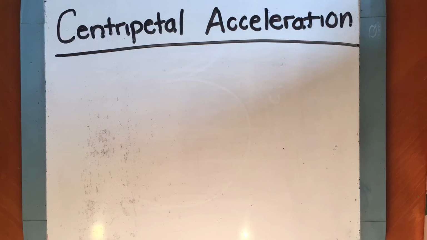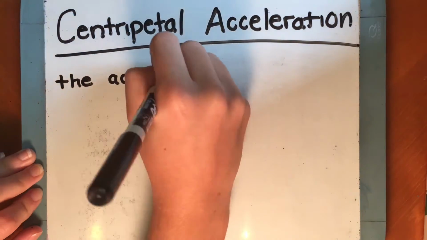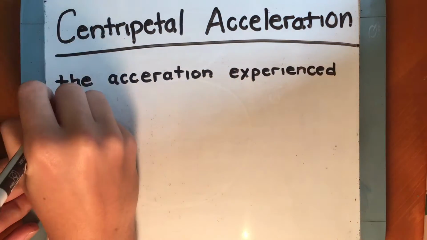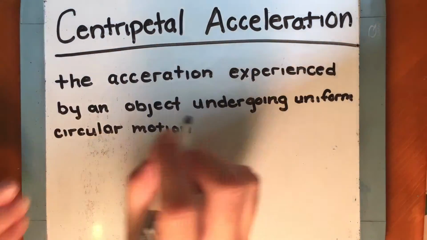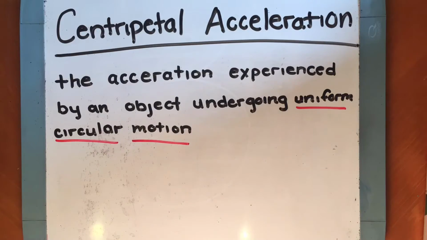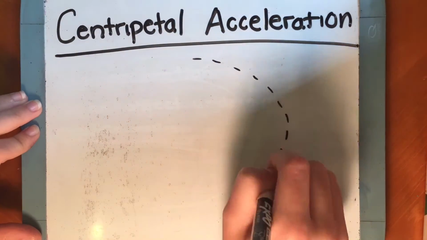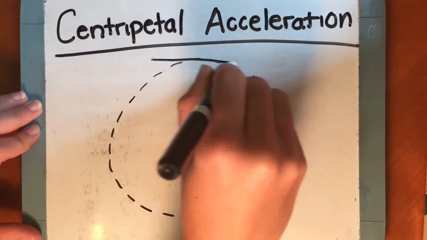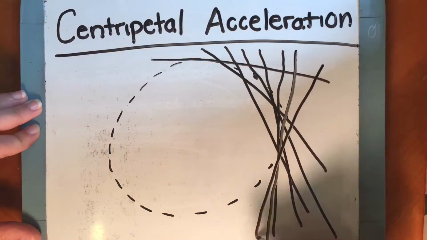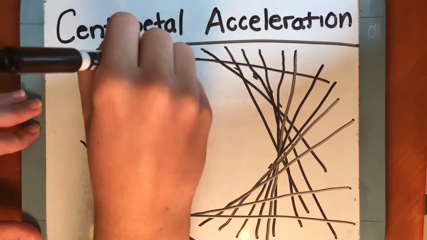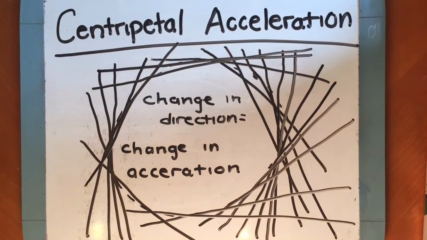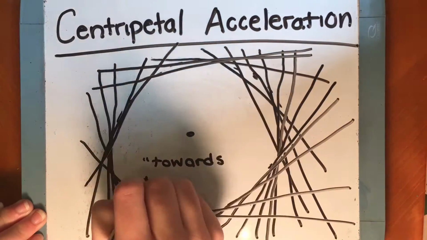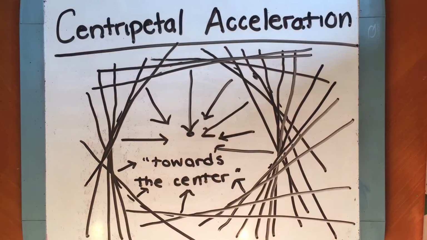Moving on, we have centripetal acceleration. Centripetal acceleration is the acceleration experienced by an object undergoing uniform circular motion. When an object is moving in a circular path, it is constantly changing direction, and since there is a change in direction, there must also therefore be a change in acceleration. The acceleration always points towards the center of the circular path.